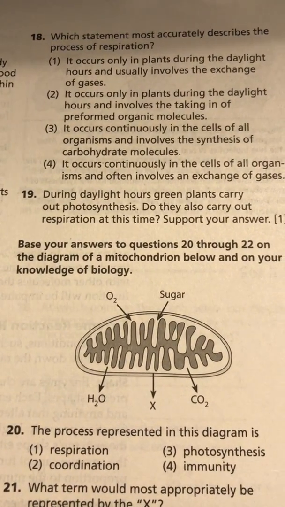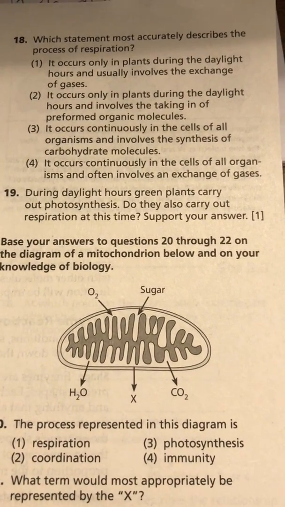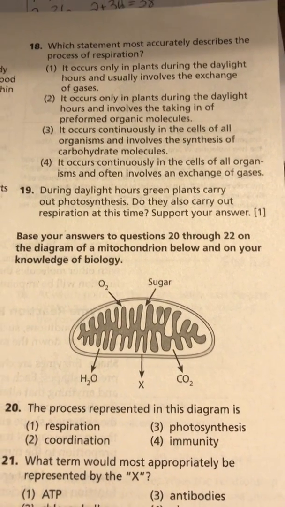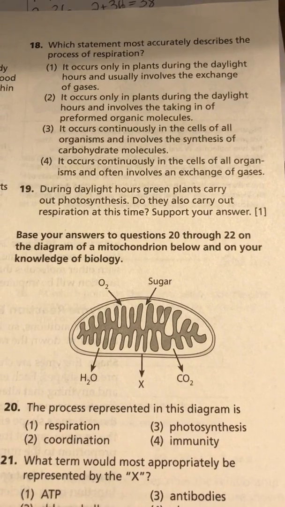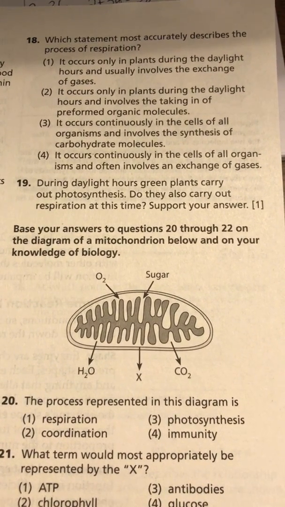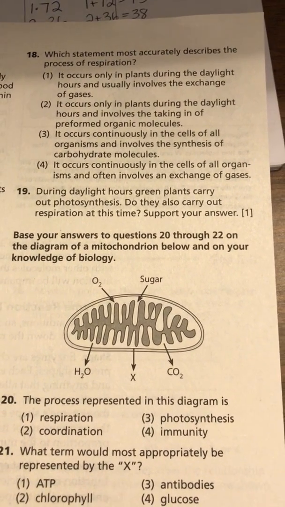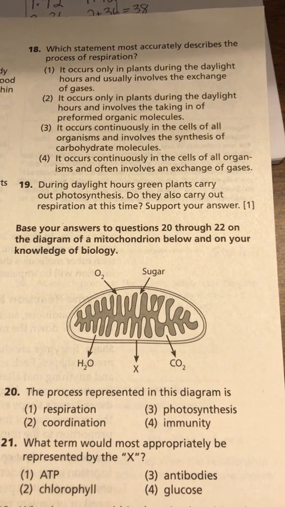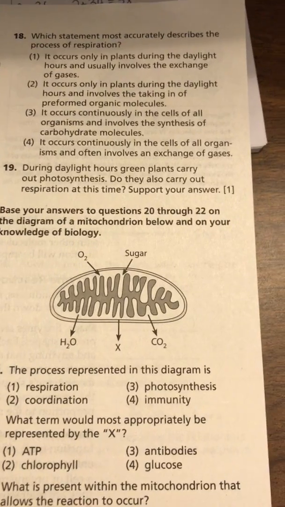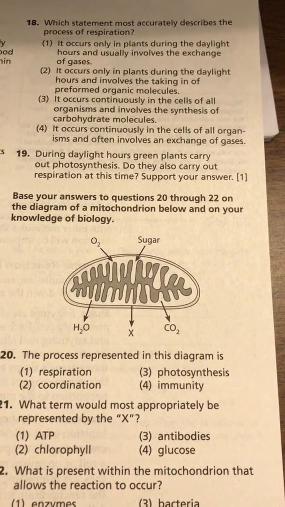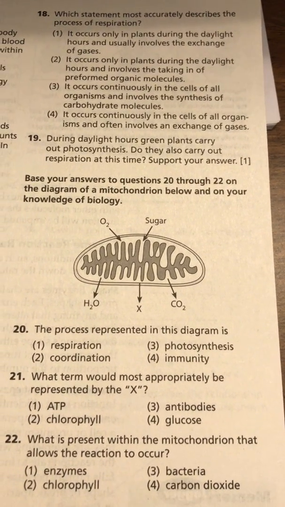1. It occurs only in plants during the daylight hours and usually involves the exchange of gases. 2. It occurs only in plants during the daylight hours and involves taking in of preferred organic molecules. 3. It occurs continuously in the cells of all organisms and involves the synthesis of carbohydrate molecules. Or 4. It occurs continuously in the cells of all organisms and often involves the exchange of gases.